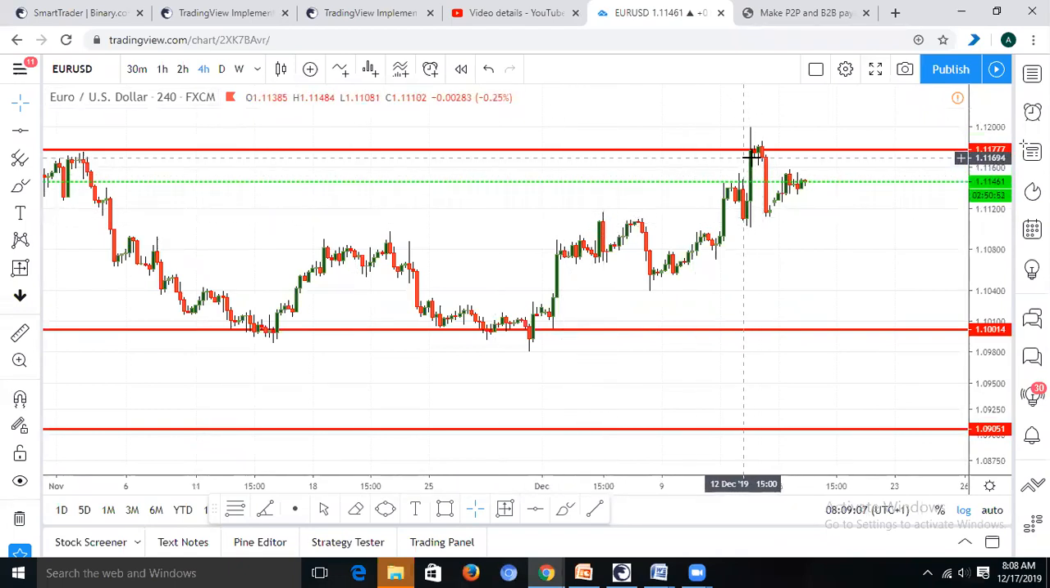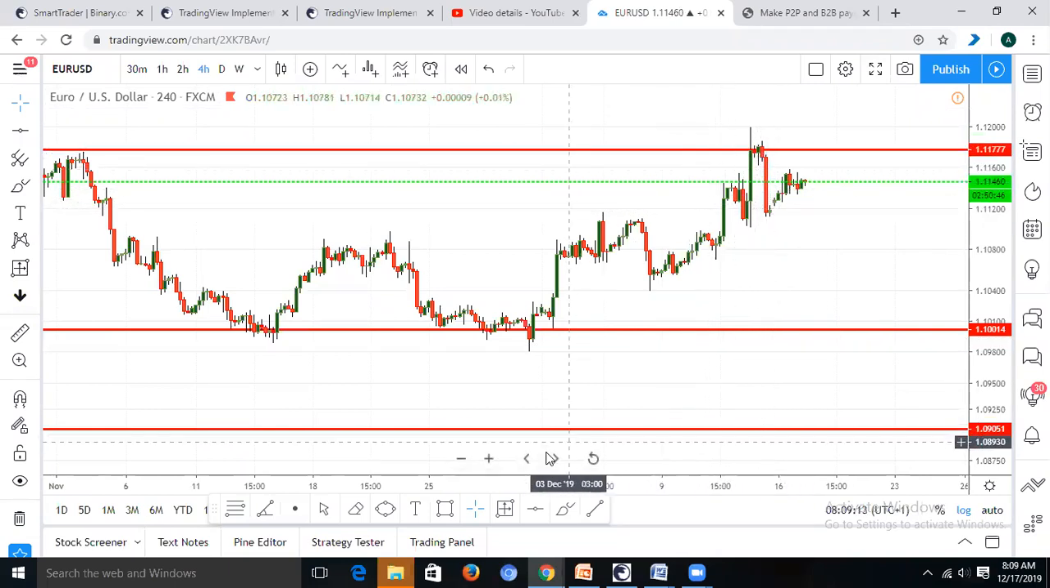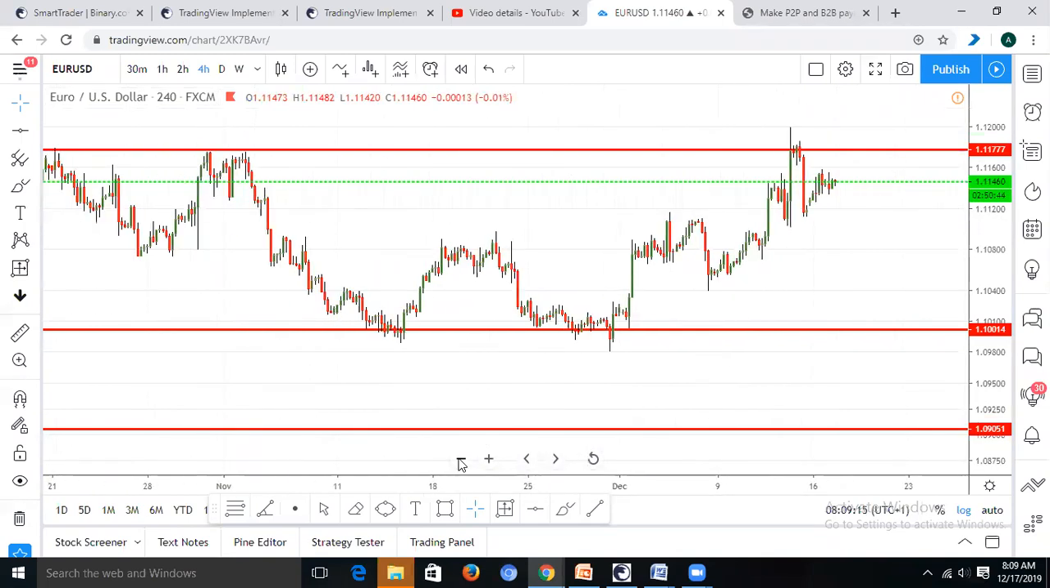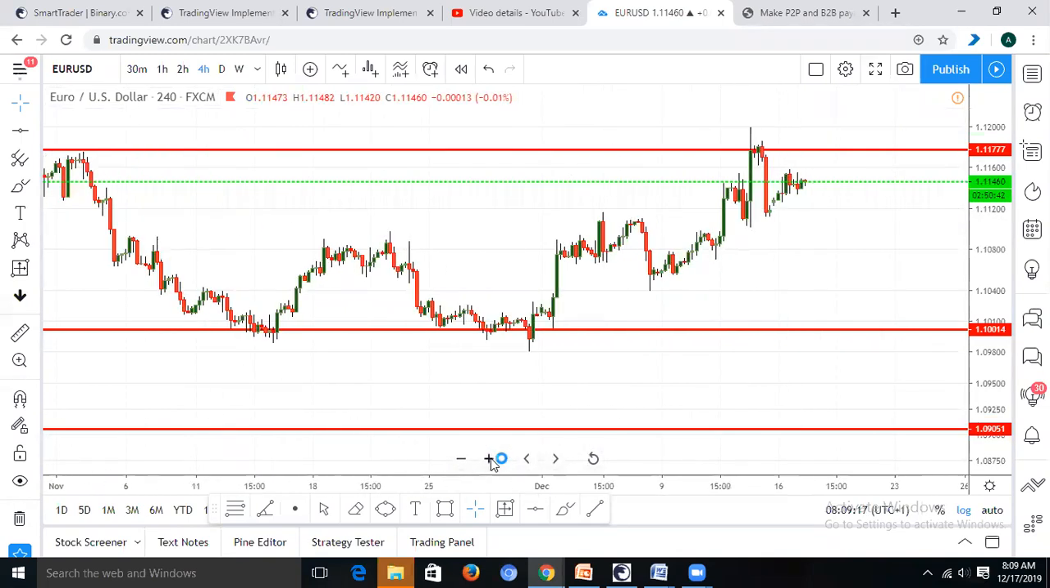See? Whenever price touches these zones, you expect something to happen. Either price turns from here because of history. You are reading the history of the market.